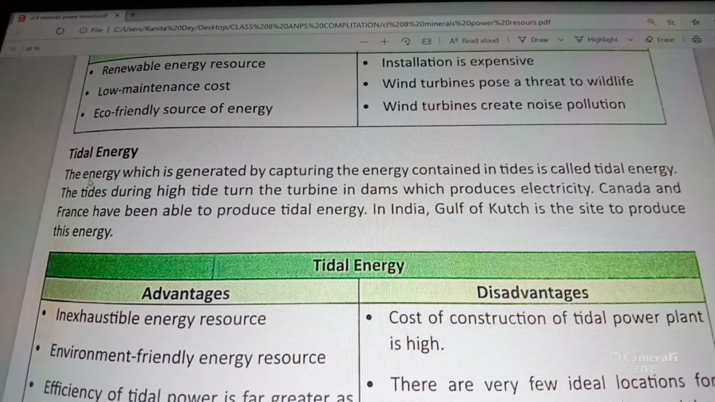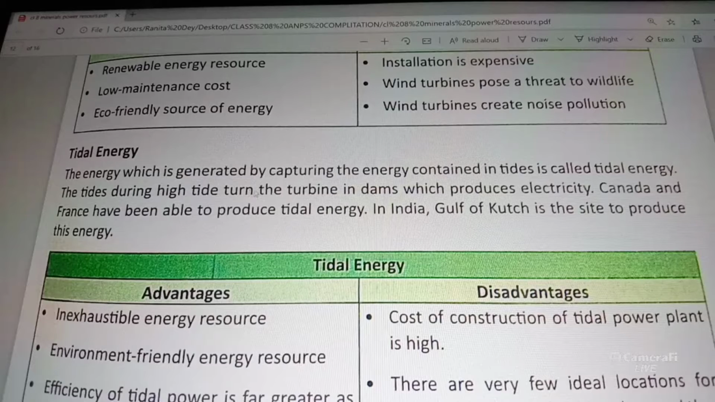What is tidal energy? The energy which is generated by capturing the energy contained in the tides is called tidal energy. The tides during high tide turn the turbines in dams, which produces electricity. Canada and France have been able to produce tidal energy. In India, the Gulf of Kutch is the site to produce this energy. This energy also has some limitations.